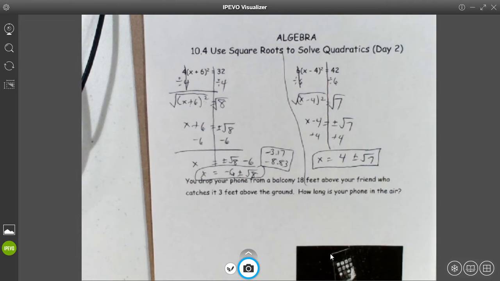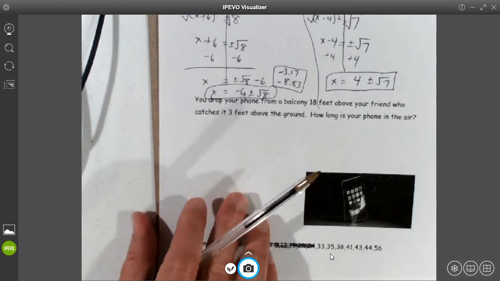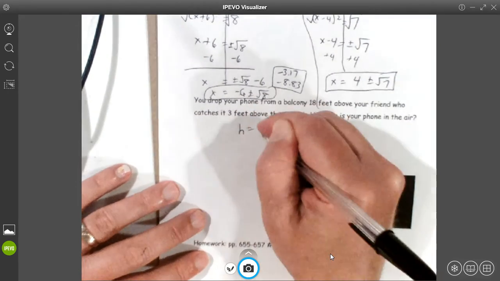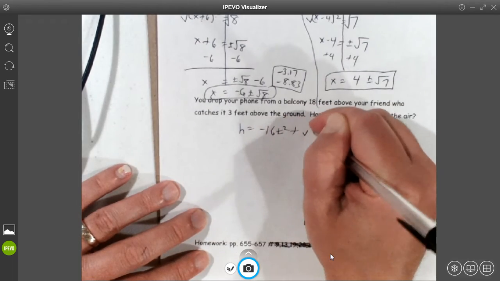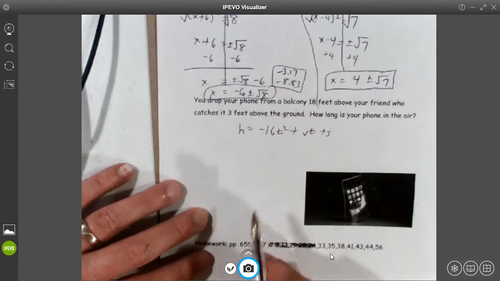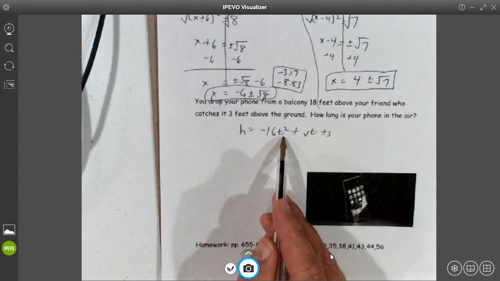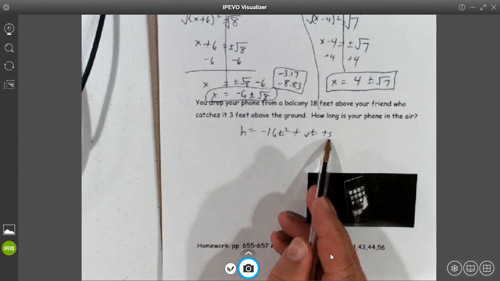We're undoing this thing. Now, the other part of your notes is going to be some story problems, and this is going to go back to that vertical motion model. So let me get that in here. Remember, that's h equals negative 16t squared plus vt plus s, where h is the height of the object at any time in seconds, v is its initial velocity, and s is its initial height.